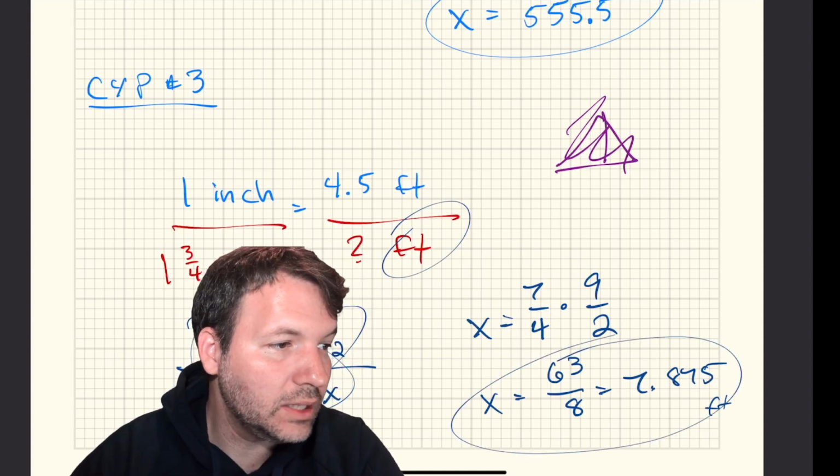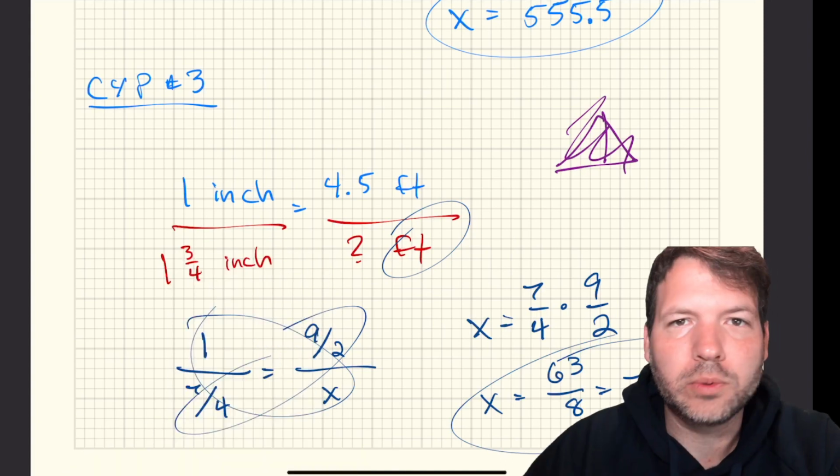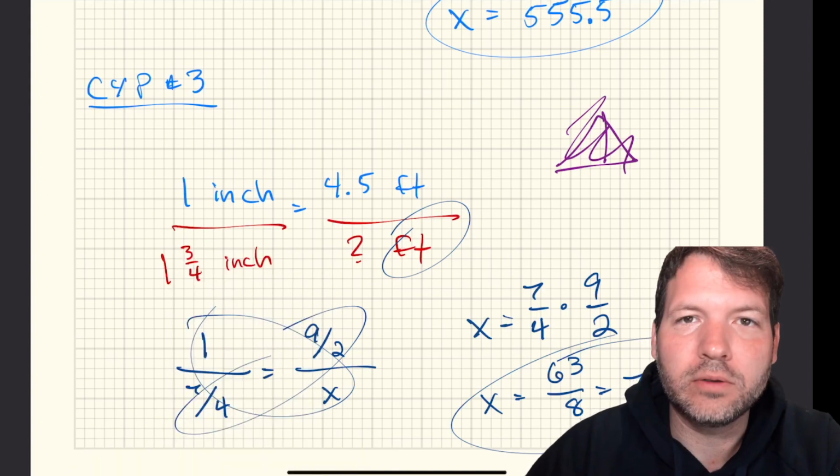So apparently this tent is actually, my gosh, what a gargantuan tent. Shaquille O'Neal could fit in that tent.